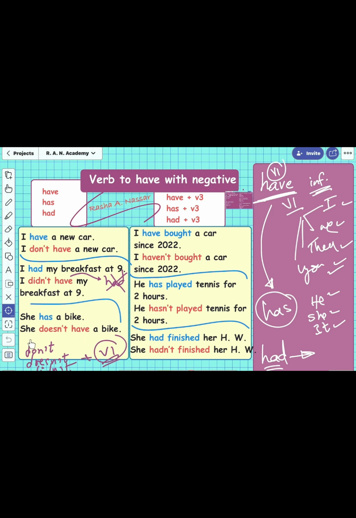And of course, I cannot say she doesn't has a bike. Why? Very good, because after doesn't, I have to choose V1. I cannot say here she doesn't has. No, I have to say she doesn't have a bike.